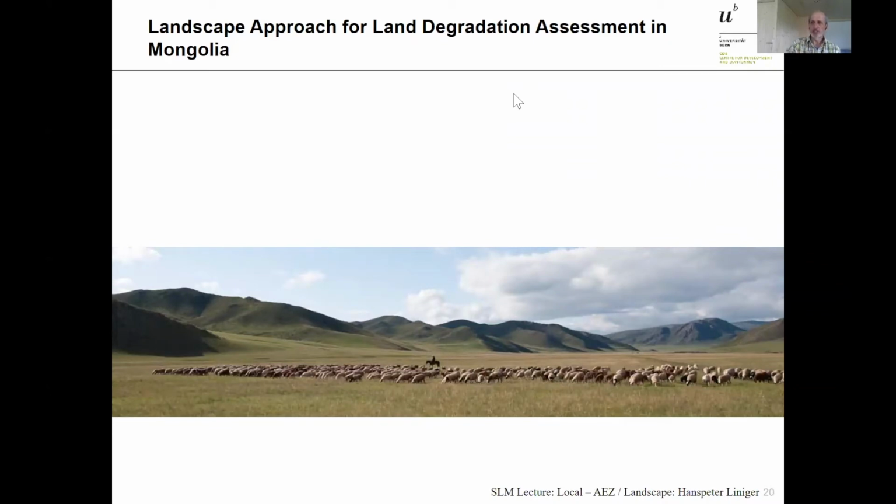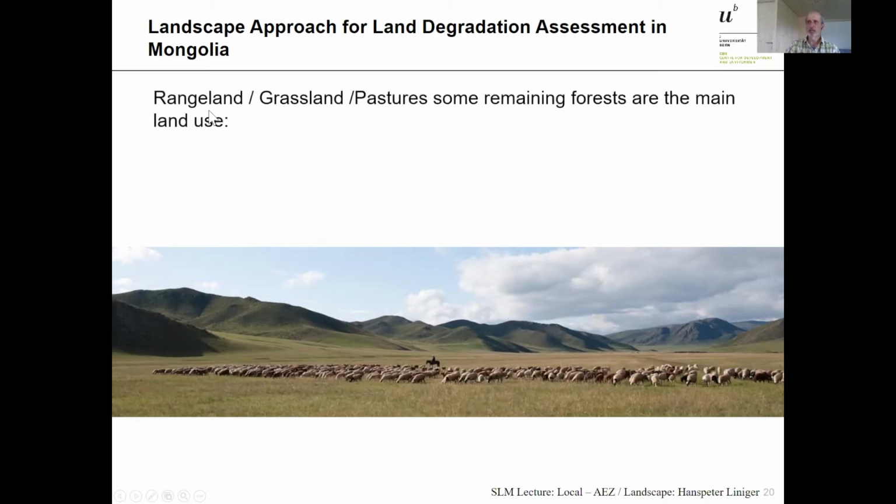Okay, let me switch. Now we were in intensive crop production areas, and I would like to emphasize again a bit the rangeland situations because they're heavily neglected. So let's go to Mongolia. Yeah, that's the typical situation for rangeland management. Fascinating country, huge area. Most of it is grasslands, rangelands. There are some forests, we will see that.